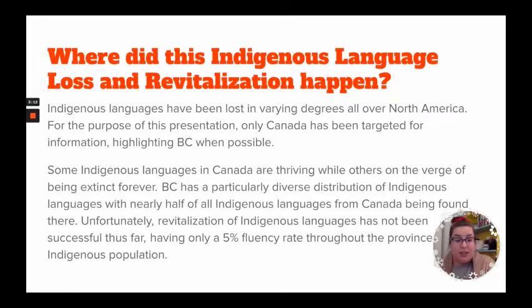BC has a particularly diverse distribution of Indigenous languages, with nearly half of all Indigenous languages from Canada being found there. Unfortunately, revitalization of Indigenous languages has not been successful thus far, having only a 5% fluency rate throughout the province's Indigenous population.